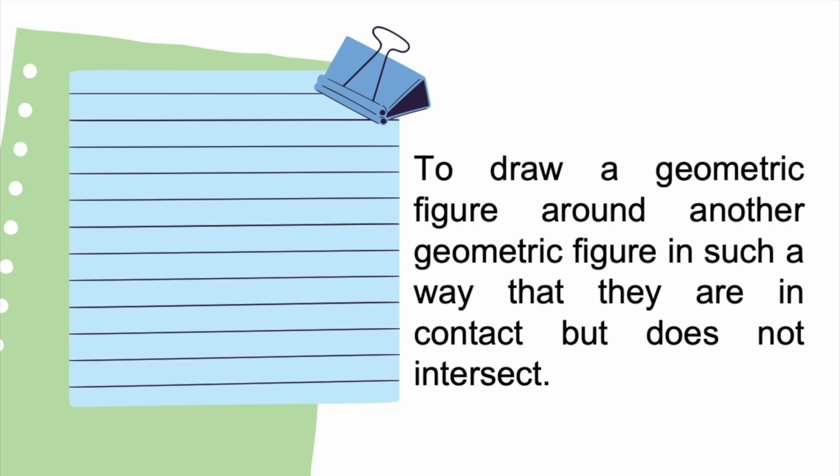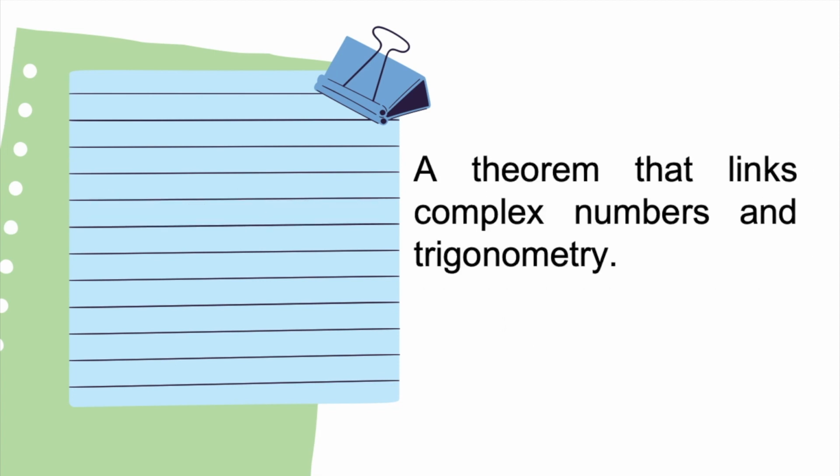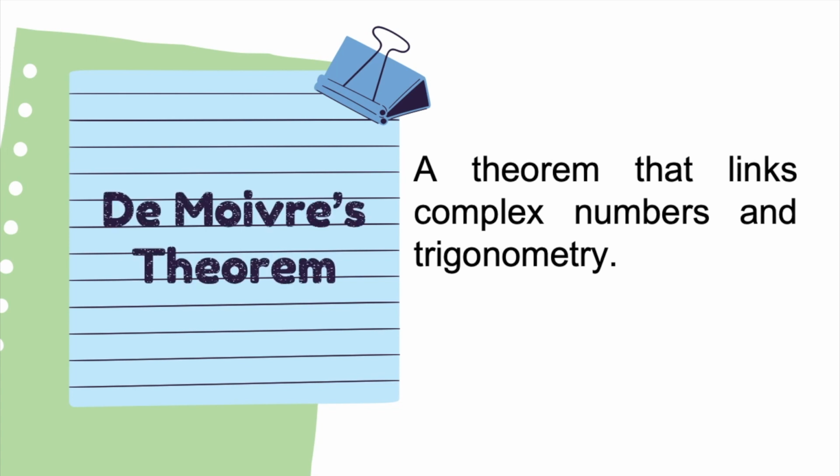To draw a geometric figure around another geometric figure in such a way that they are in contact but does not intersect. Circumscribe. A point at which a function has a first derivative of infinity, thus having a slope which is vertical. Critical point. A theorem that links complex numbers and trigonometry. De Moivre's theorem.